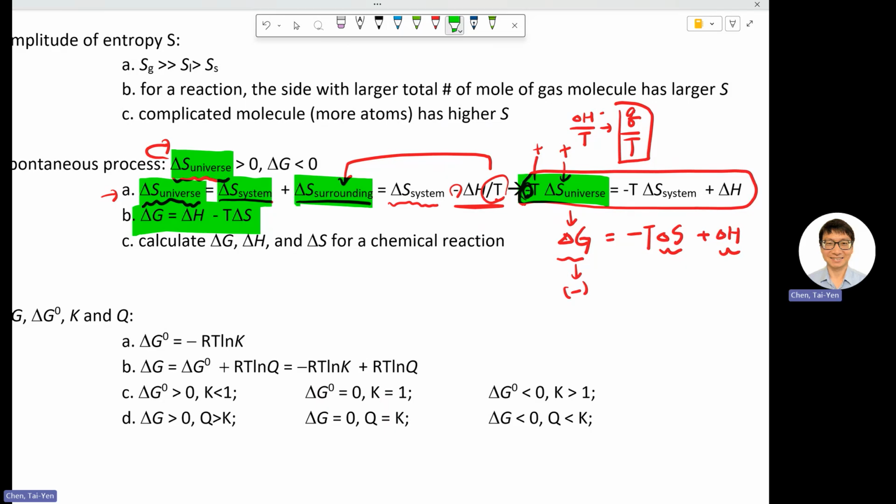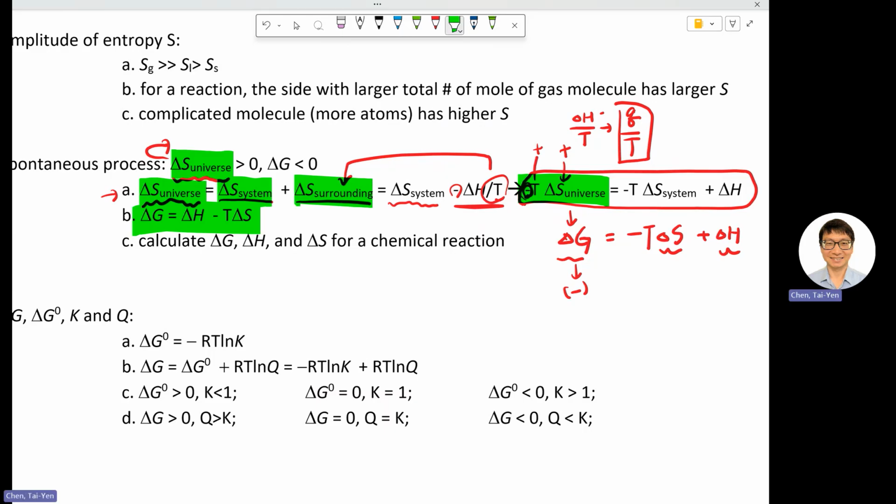This is always true. Your delta G is going to be equal to your delta H minus T times delta S. That's one of the most famous equations for thermodynamics that put together how your entropy and free energy are connected with each other. So we're going to do some questions for this.